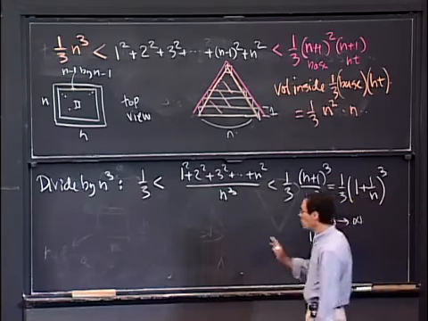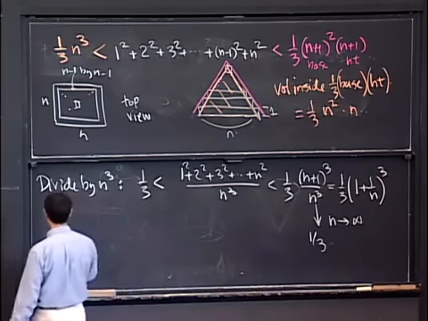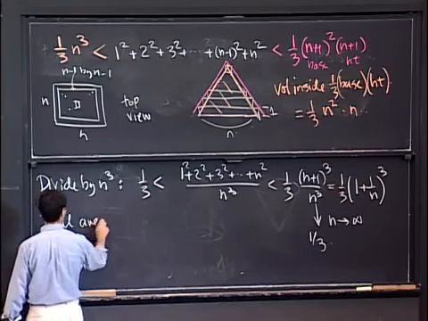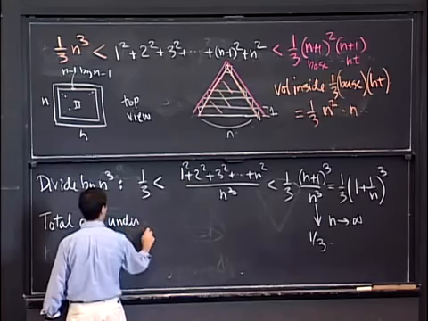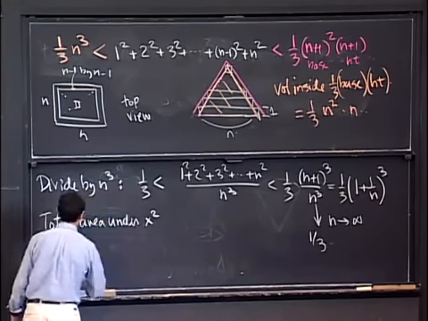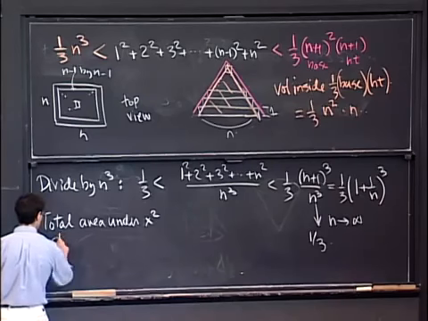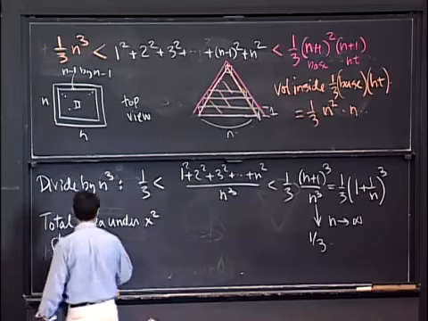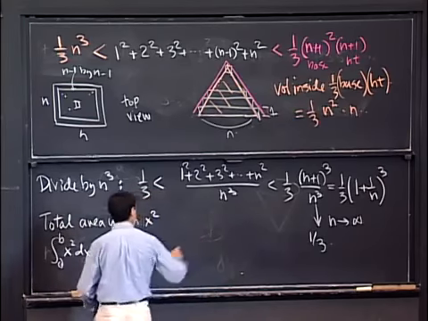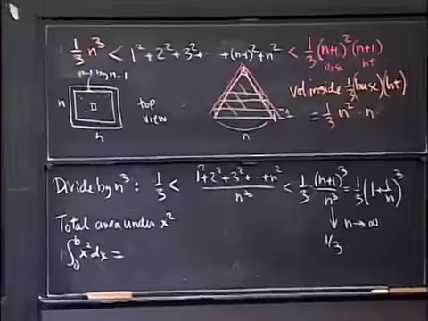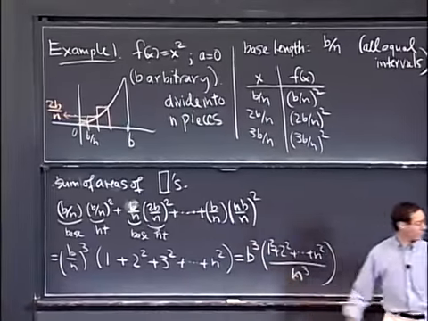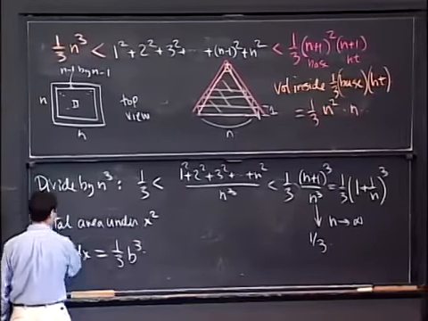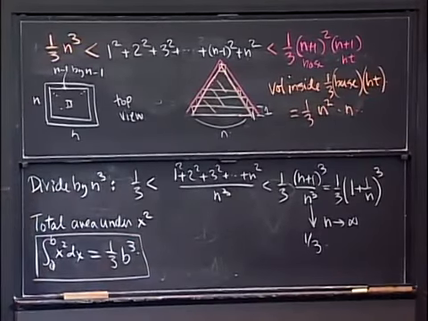And so our total area under x squared, which we sometimes might write as the integral from 0 to b of x squared dx, is going to be equal to, well, it's this 1/3 that I've got, but then there was also a b cubed there. So there's this extra b cubed here. So it's a third b cubed. That's the result from this whole computation.